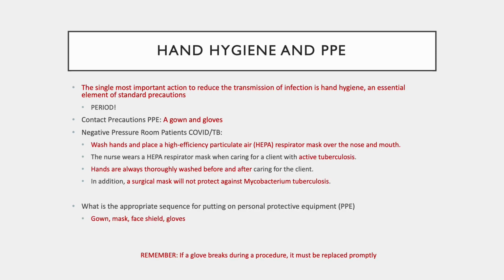All right. Hand hygiene is the single most important thing to reduce transmission of infection. Period, point, paragraph. Now contact precautions. What do you need in contact? What kind of patient are you going to have for contact? Now negative pressure rooms. What two patients are you going to have? COVID and TB. What does that look like? What do you need to do before entering the room? What do you need to do after the room? What do you need to wear?